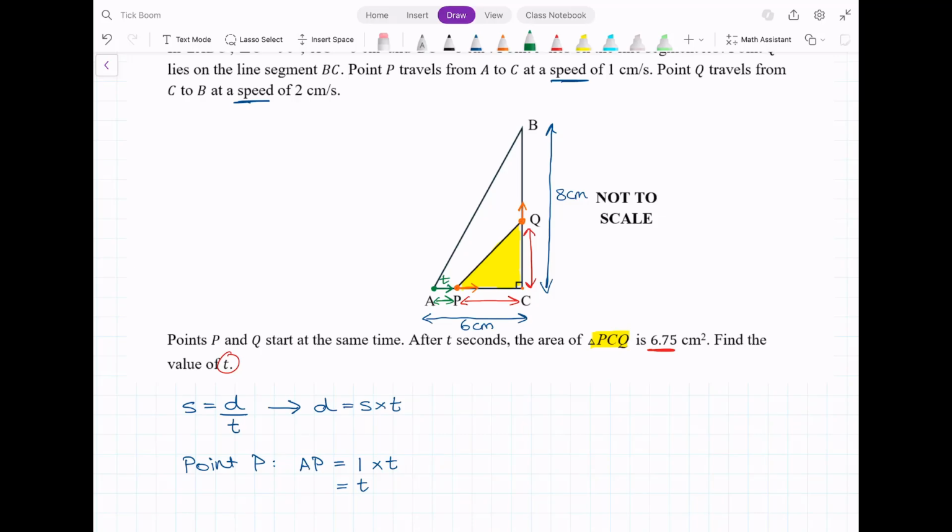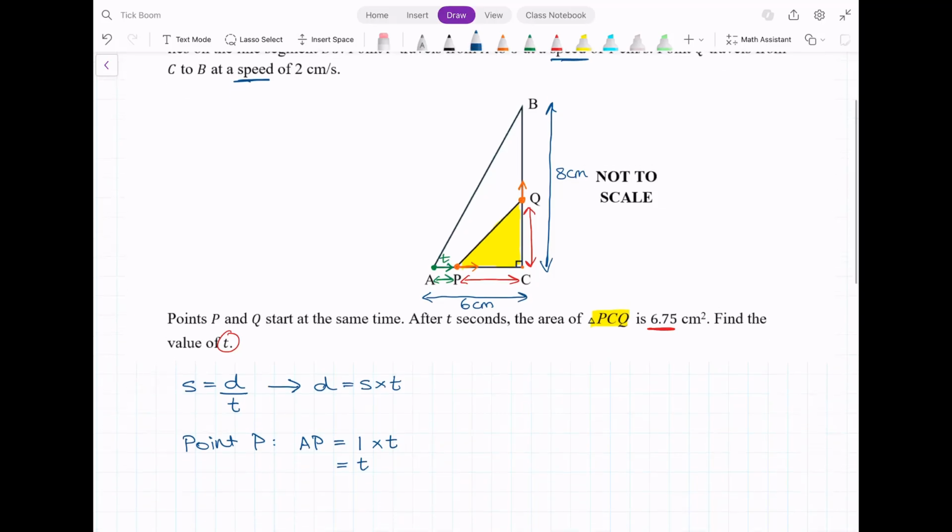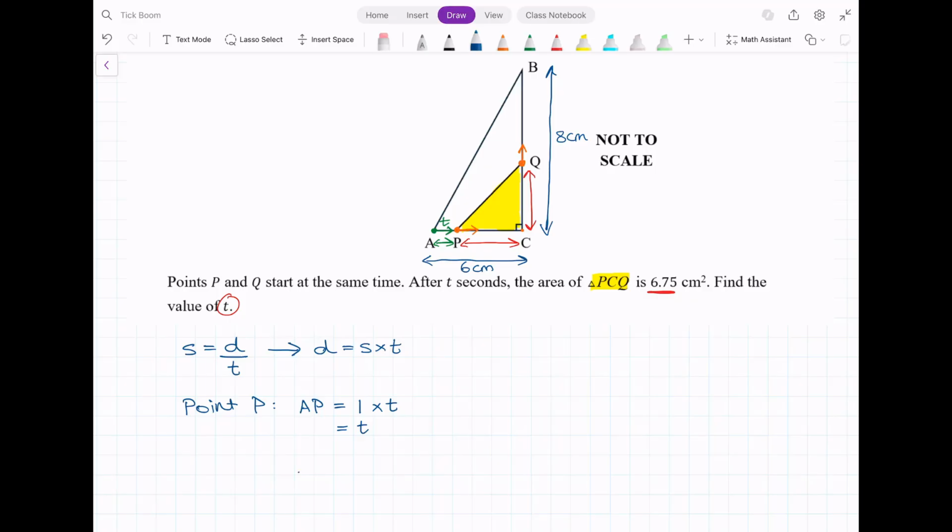And more importantly, that means after T seconds, the length of PC will be equal to the total length AC, 6, minus T. So that's the first key side. We know that the base of the triangle will be 6 minus T.